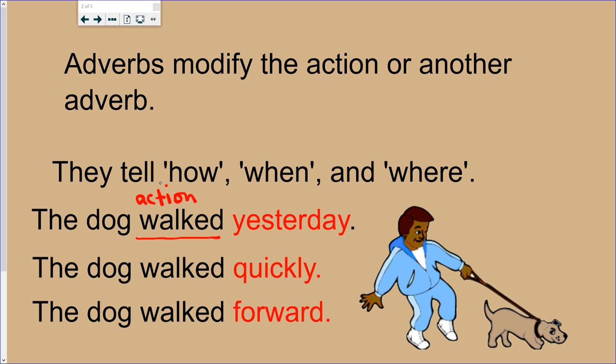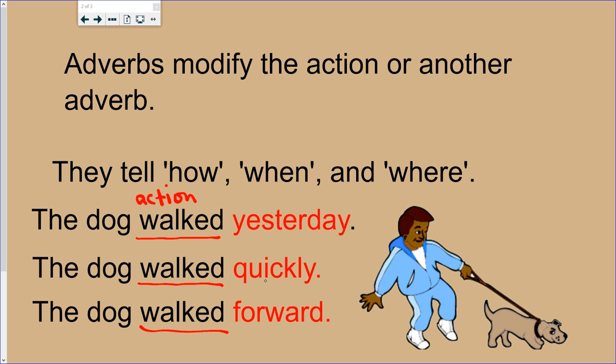Now I find that action and then I ask myself the three questions. Do I know how the dog walked? When the dog walked? Where the dog walked? In this situation, we know when he walked. He walked yesterday. Same thing here. We have the same verb each time. So then we ask ourselves, well, how did he walk?